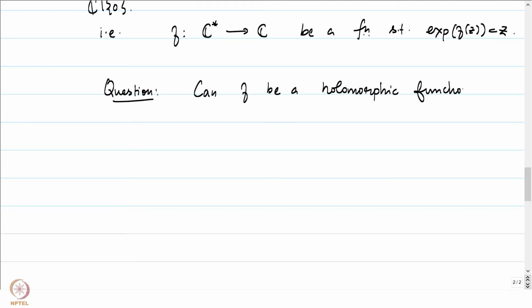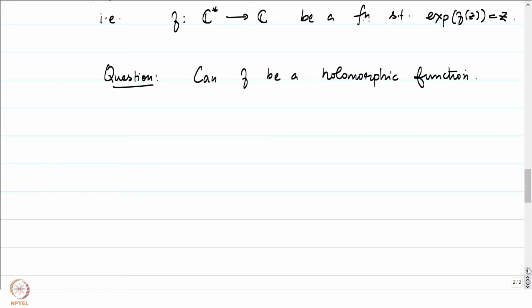In other words, we are asking whether we can arrange for a branch of the logarithm to be a holomorphic function on the punctured plane C minus 0. Suppose it can be done, that f were to be holomorphic. Let's see what will happen.